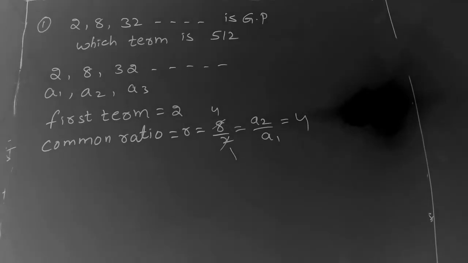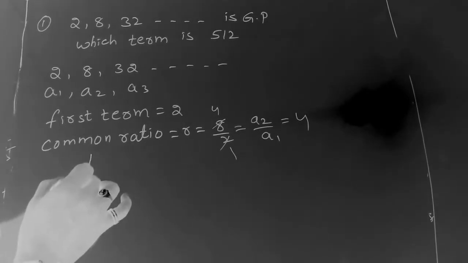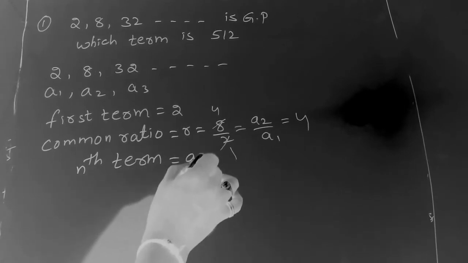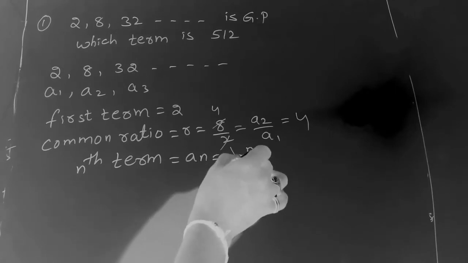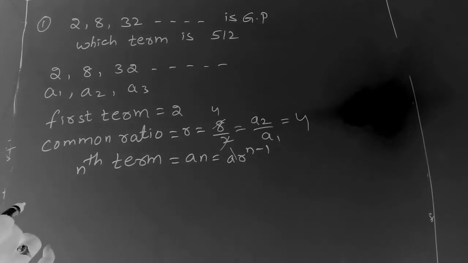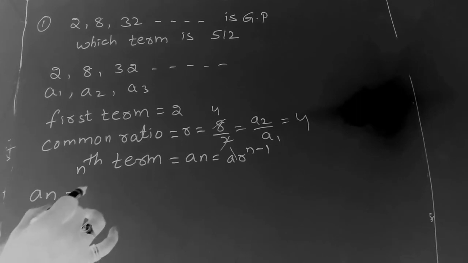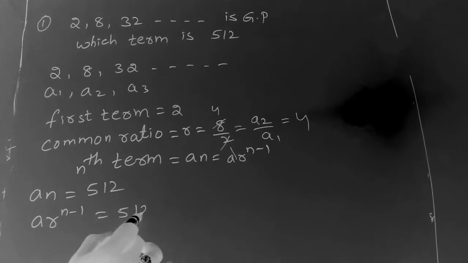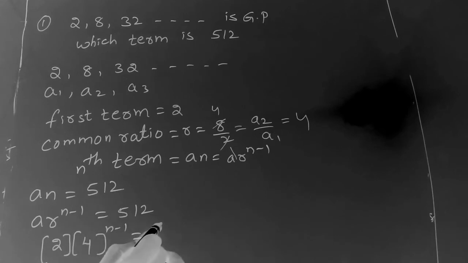So which term is 512? We know that nth term an is equal to a into r to the power of n minus 1. So here take an is equal to 512. Think it is the last term of the series. That is a into r to the power of n minus 1 is equal to 512. So here the value of a is nothing but 2, common ratio is nothing but 4, that is equal to 512.